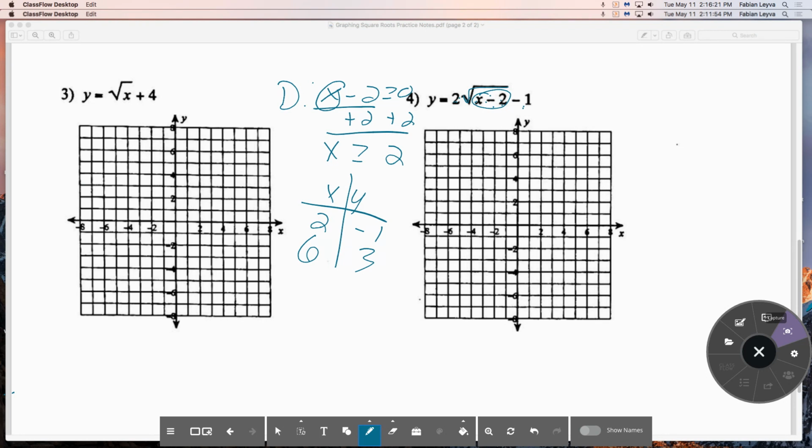So let's go ahead and plot these. 2 and negative 1 could be located right over here. 6 and 3 can be located right over here. Remember, the general shape of your graph is that half of that parabola. That is pretty much that.